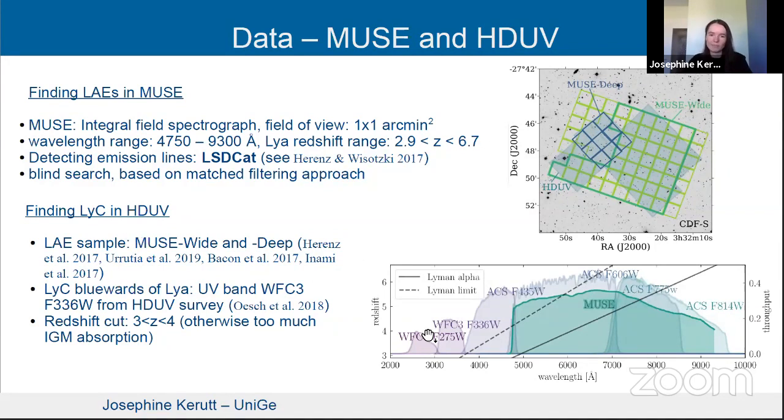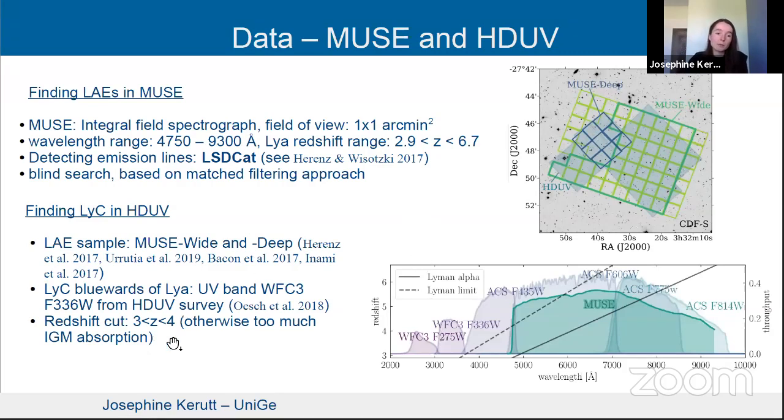And so with this information, I can start to look for a Lyman continuum emission in the HDUV survey. And in this plot on the bottom here, you can see which bands I can use for this. So you have the redshift and the wavelength, and the black line and the dashed line are the Lyman alpha position and the Lyman limit. So everything bluewards of the Lyman limit will be the Lyman continuum. As you can see, here's the wavelength range of MUSE where we can find Lyman alpha, and the Lyman continuum can be found in the HDUV band 336 or also 275, but I'm focusing on the 336 band to detect the Lyman continuum emission.